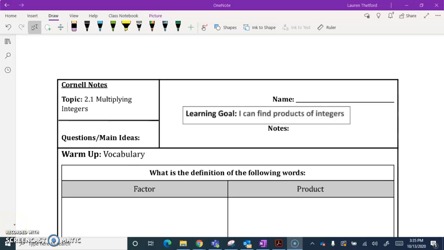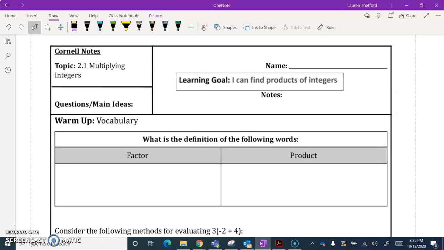We're starting chapter 2 today, and chapter 2 is multiplying and dividing rational numbers. We are actually going to begin topic 2.1, which is multiplying integers, and then we're going to go straight into 2.2, which is dividing integers. So you should have done your warm-up already, and then you are just going to check your answer with mine.